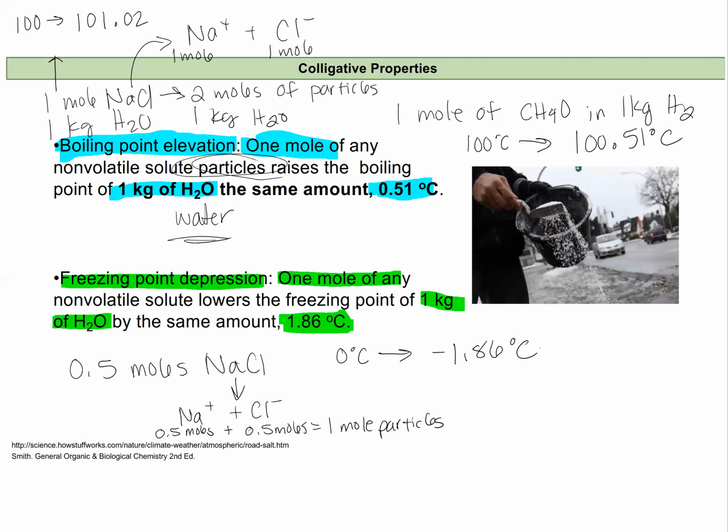So if it is freezing cold out and you salt your driveway, you're salting your driveway because it lowers the freezing point to have solute around. And usually you're going for more than a mole. Like people really salt the roads a lot, and so it helps melt any ice and prevent it from forming.